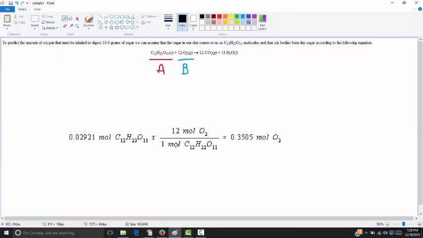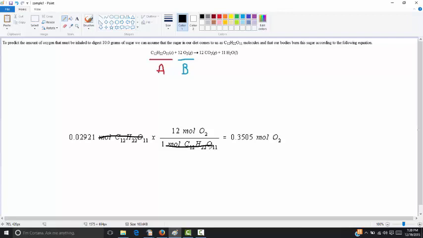And the equation up here, 12 moles of oxygen, because the coefficient is 12, so the 12 will go there, versus the 1 mole of sugar. And again, the reason why you want moles of oxygen on top is because that's what you're wanting. What you want to cancel out and get rid of, you put on the bottom of these ratios. So here, the moles of sugar will cancel each other out, and what you're left with is moles of oxygen. So 0.3505 moles of oxygen.